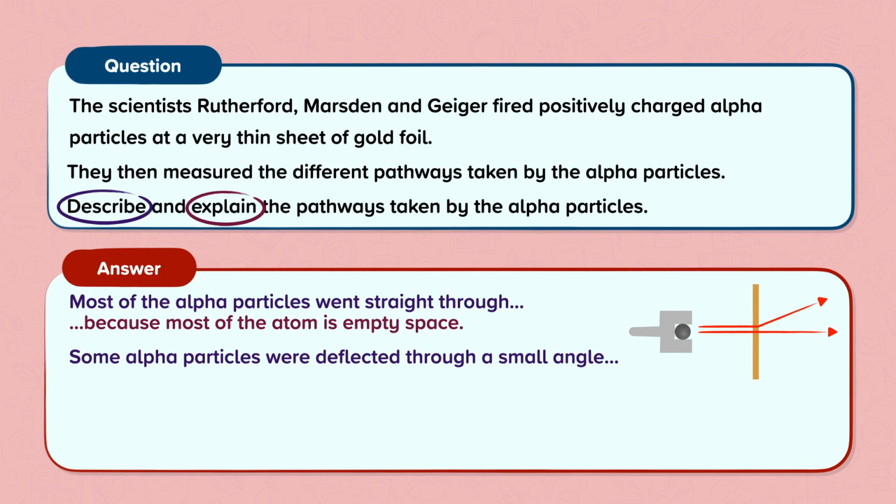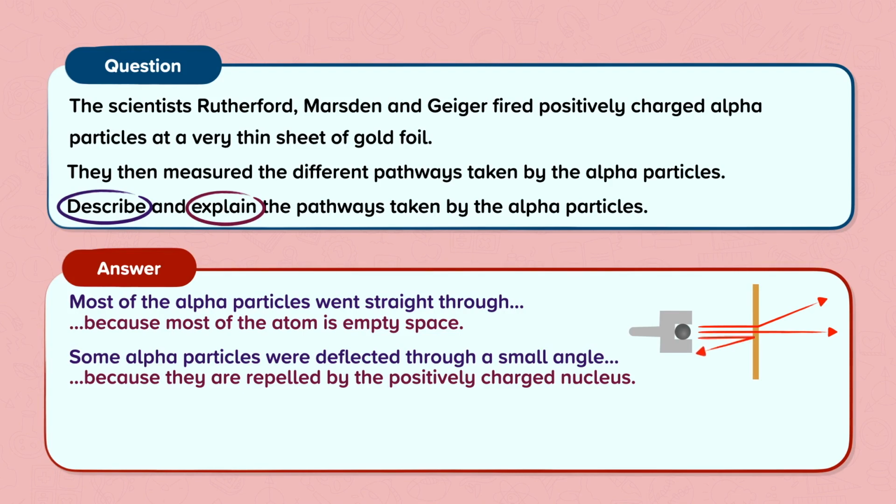Okay, so the reason they were deflected through a small angle is because they were repelled by the positively charged nucleus. Up there at the top it says they fired positively charged alpha particles. The clue was in the question there. The positive nucleus is repelling some of those alpha particles as they go past. Okay, so we have the last one now. Have a go straight from the beginning. See if you can describe and explain all in one go. I'm going to give you just over 30 seconds.